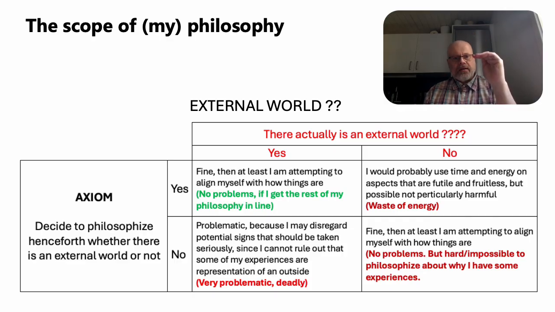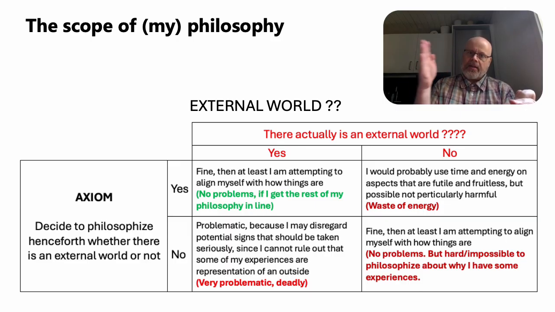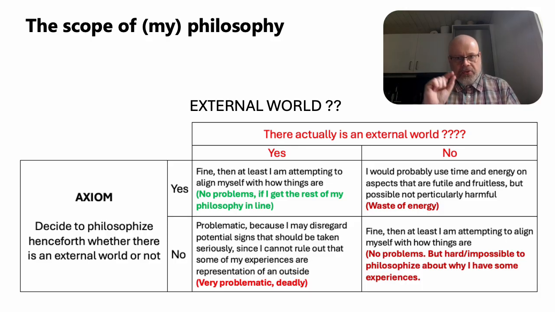The top row is, yes, I'm going with the idea of an external world. What happens if there is an external world and there isn't an external world? Or how do I approach that, right? What would the risk assessment be, right? And the other choice, the other row, is that there is no external world. How would that risk go if there actually is an external world and if there isn't an external world? And for each of these four combinations, I try to assess what the risks are.